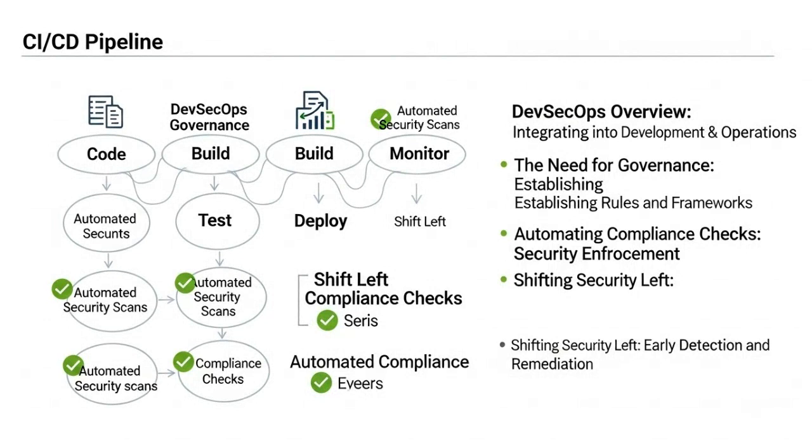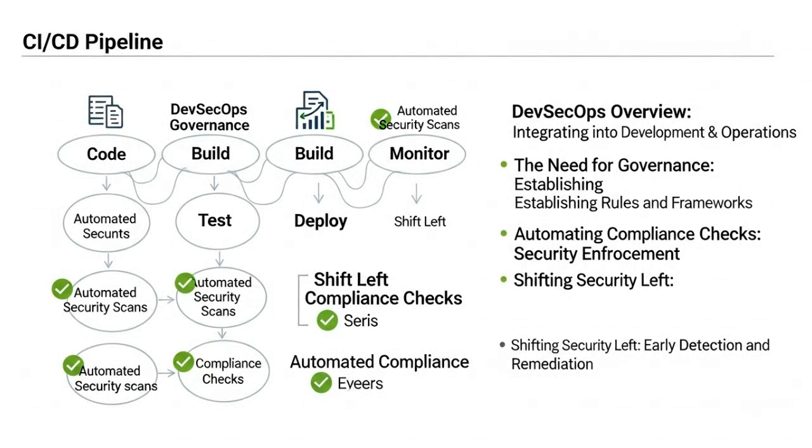DevSecOps governance extends beyond simple security checks. It's about establishing a robust system that ensures consistent adherence to organizational policies, industry standards, and regulatory requirements throughout the entire software development lifecycle. Its core principles revolve around transparency, accountability, and continuous improvement. This means defining clear policies, making them visible to all stakeholders, and implementing mechanisms to verify their application.